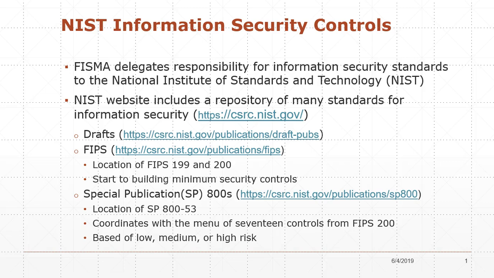FIPS, which is the location of the FIPS 199 and 200 documents, which you use to start building your minimum security controls. And Special Publication 800s, where this is the location of SP 800-53, which we're going to look at here, which coordinates with a menu of 17 controls from FIPS 200. It's based on low, medium, and high risk.